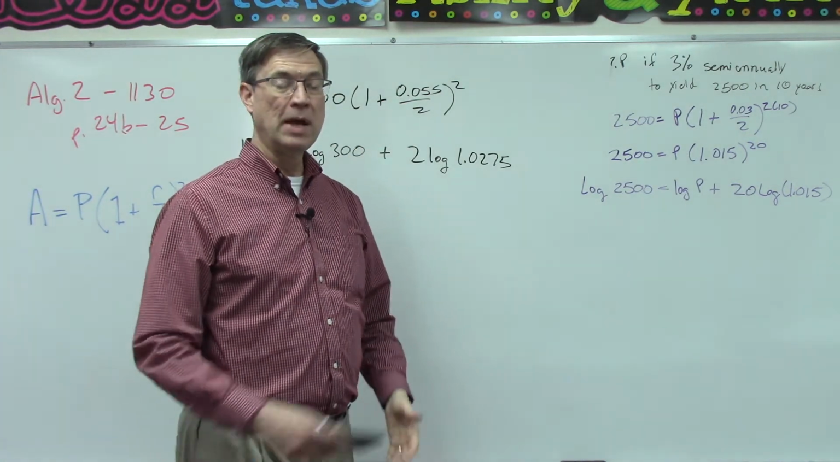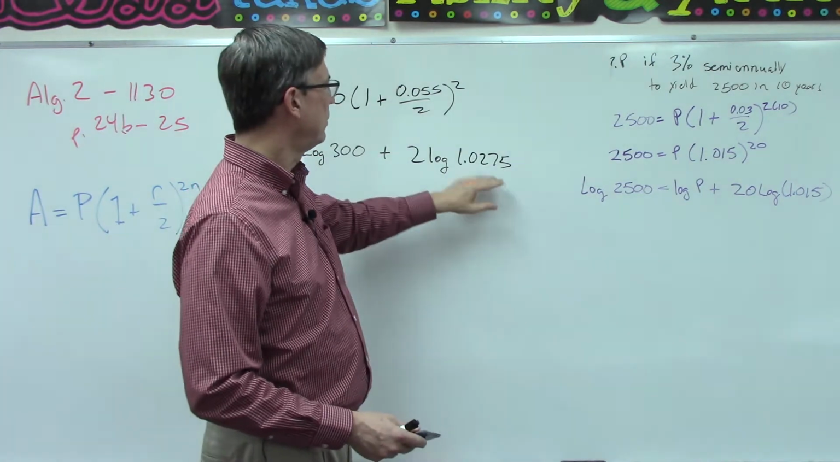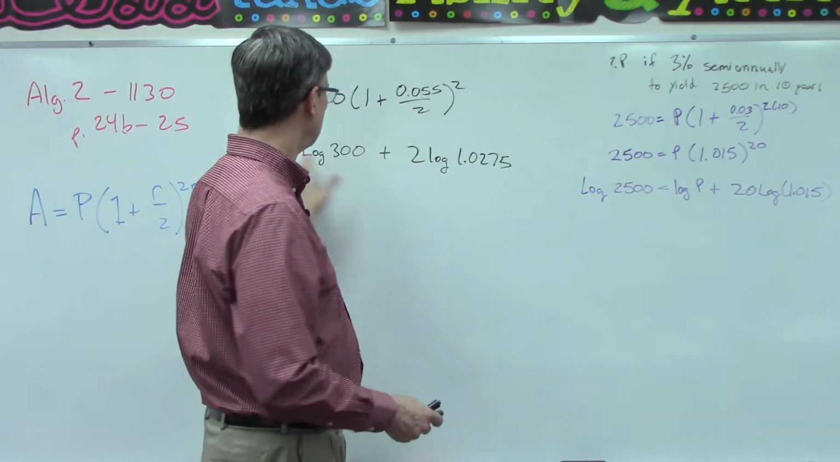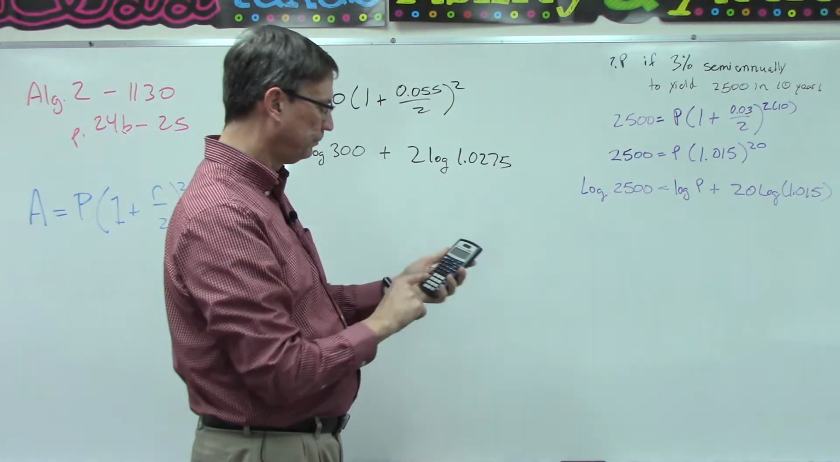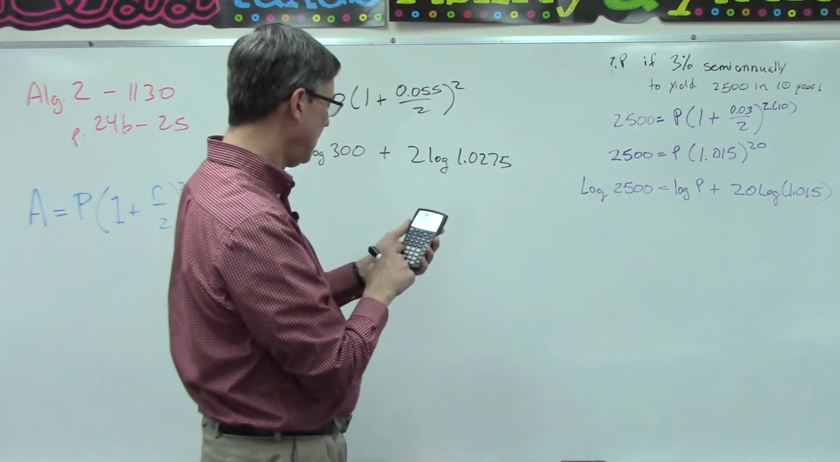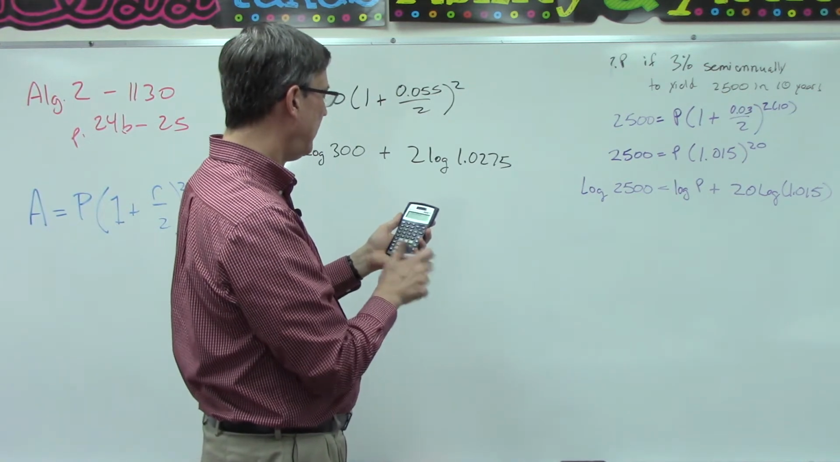Now, if we were not using the calculator, we would have to do some fancy things to look up just the 0.0275 and whatever. All right, we're not going to do that. Let's use our calculator. All right, clear. So on mine, I have to hit log first, and then I'm going to type in 300, hit equals.